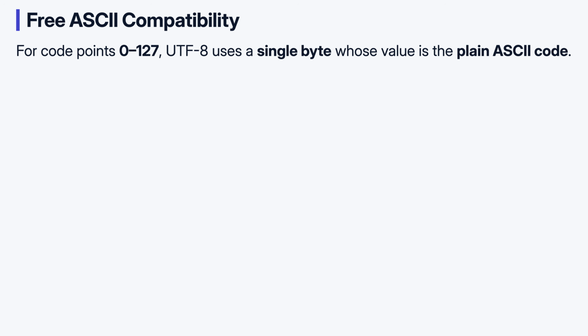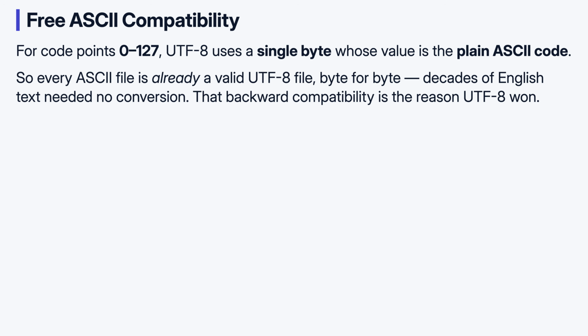This is the property that made UTF-8 win. For any code point from 0 through 127, UTF-8 uses a single byte, and that byte is exactly the old ASCII code. So every plain ASCII file is already a valid UTF-8 file, byte for byte, with no conversion needed. Decades of English text, source code, and configuration files just worked the day UTF-8 arrived. That painless backward compatibility is why it took over the web.